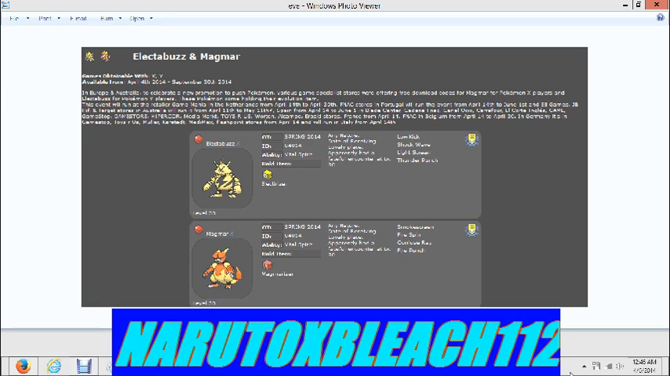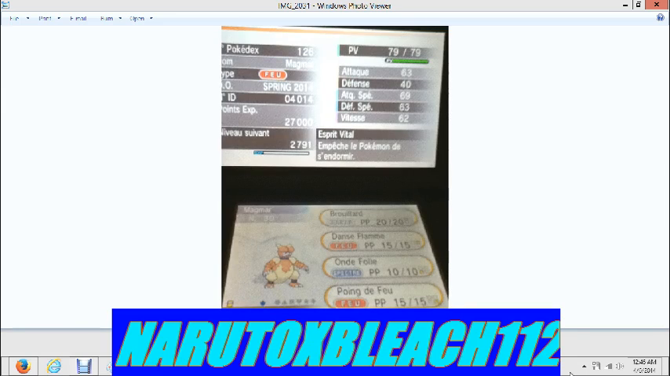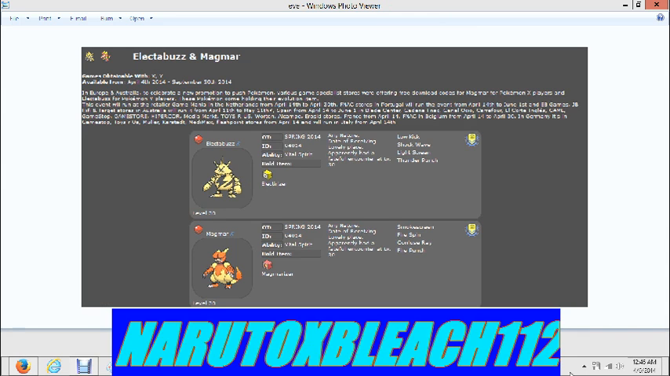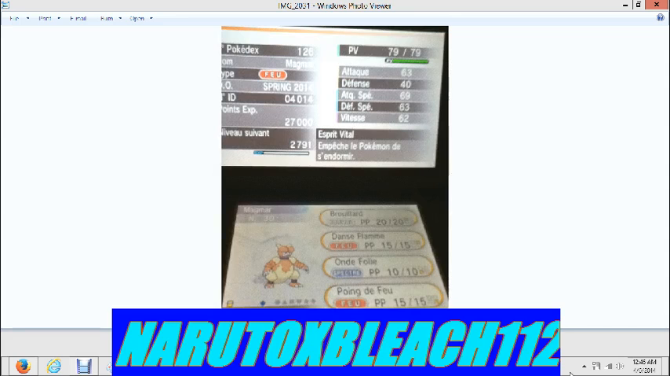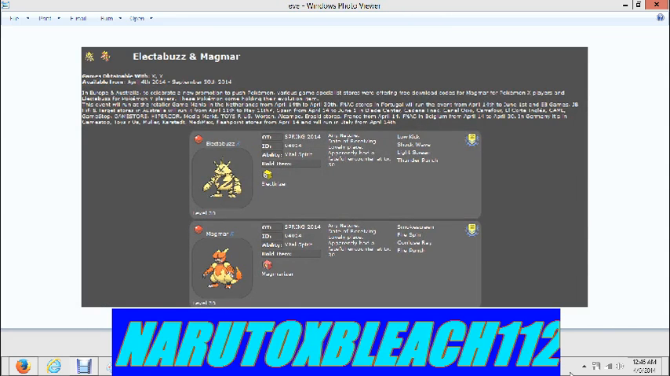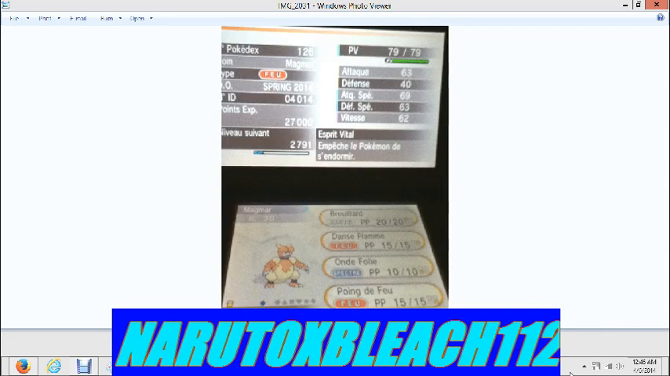And here are the pictures. Okay, her game is in a weird language. I don't even know what half these moves are. I guess it's these moves right here. But Spring 2014, the ID, name, and everything's the same. Level 30 Magmar. I guess that's Magmarizer, because there's an item, there's the moves, everything.